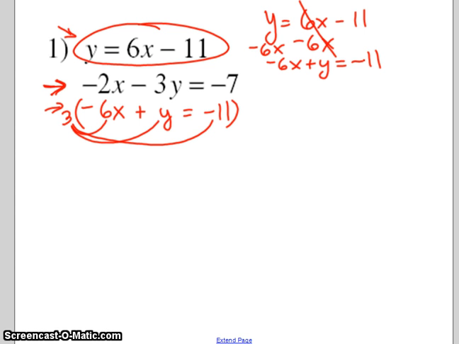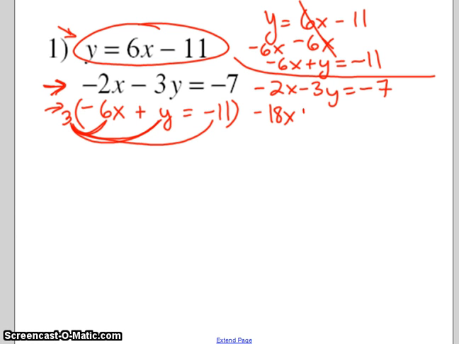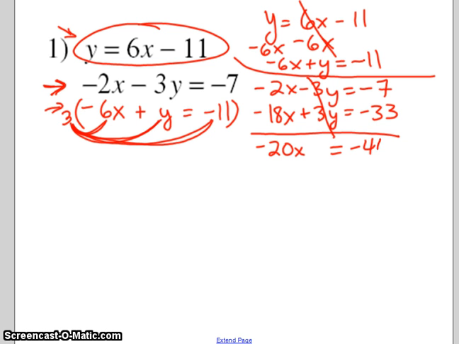Distribute kind of upside down here. So we have negative 2x minus 3y equals negative 7 for the first equation, I just rewrote it. 3 times negative 6x is negative 18x. 3 times y is positive 3y. And then 3 times negative 11 is negative 33. Add straight down. The 3's eliminate. Negative 20x equals negative 40. Divide by negative 20, divide by negative 20, and we get x equals 2.